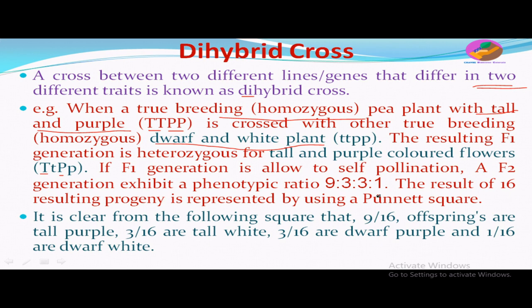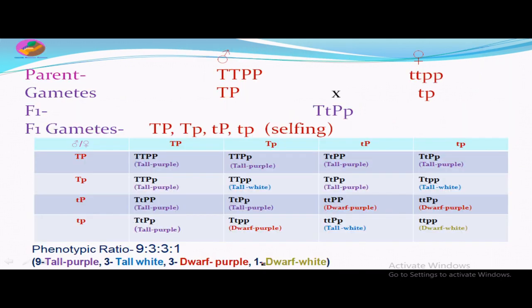9:3:3:1. So unlike monohybrid cross, here 16 offspring will be formed, and all these 16 offspring are of 4 different types. In monohybrid cross we have seen only 4 offspring were formed, and they are of 2 types, but here 16 offspring will be formed and they are of 4 types. So we can get an idea from this explanation.